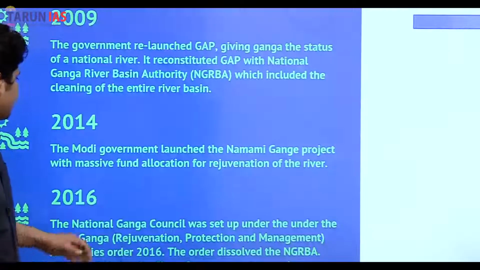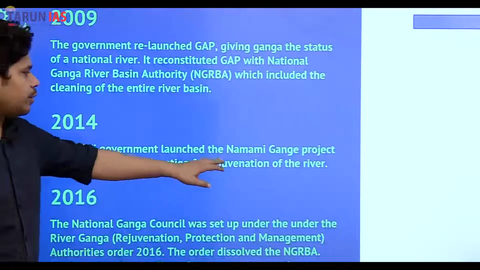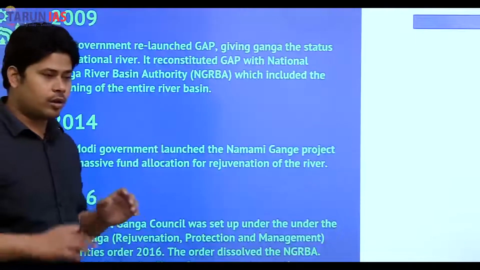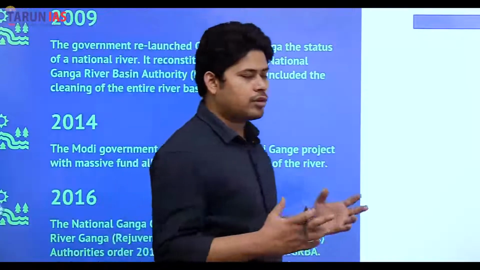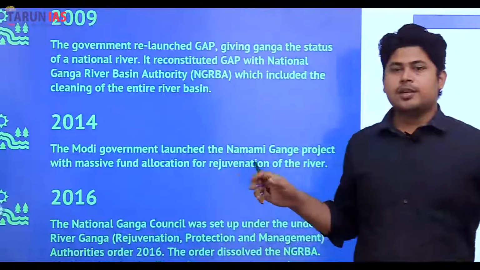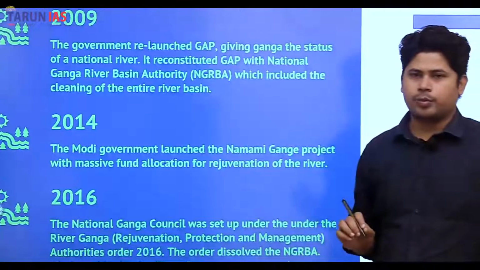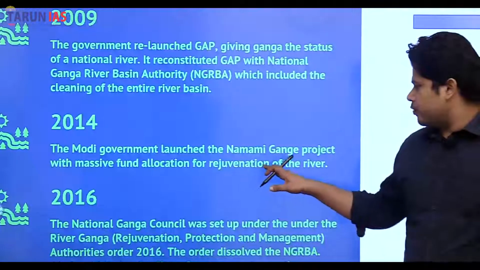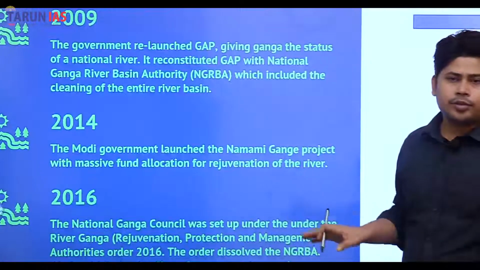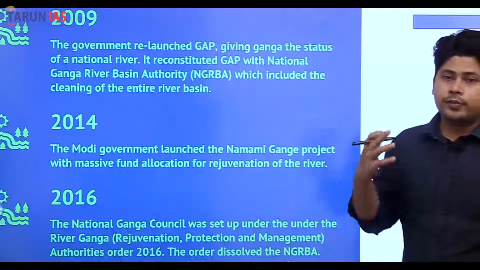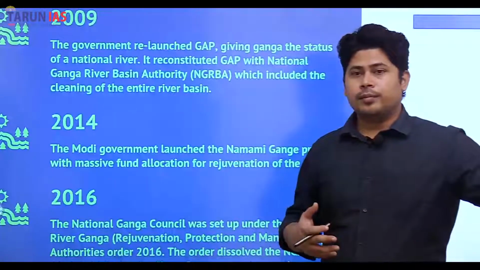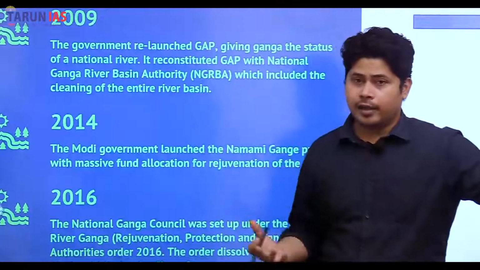Okay, the Modi government then in 2014 launched the Namami Gange project. It was the whole Ganga. There was a lot of noise around Ganga cleaning, and then this Namami Gange project was launched with a massive fund allocation of around 20,000 crore rupees, for rejuvenation of the river. Rejuvenation means to make the river alive again.